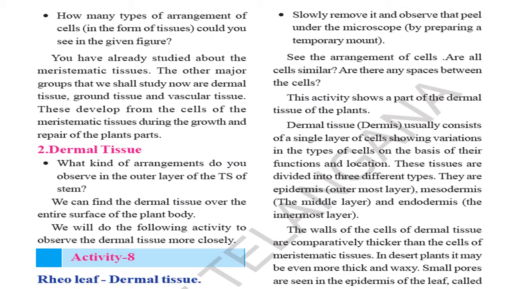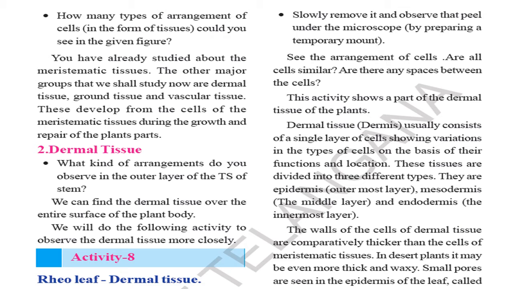Epidermis is the outer layer, mesodermis is the middle layer, and the innermost layer is the endodermis. Clear? Three structures, three layers, the names of it. If you go on learning the names and repeating the words, you'll understand it. The walls of the cells of dermal tissue are comparatively thicker than the cells of the meristematic tissues.